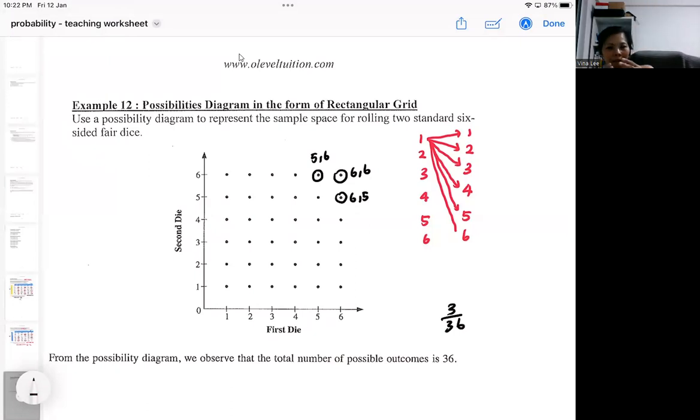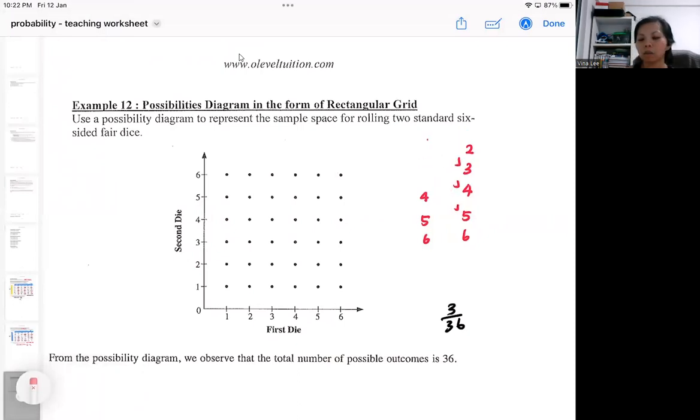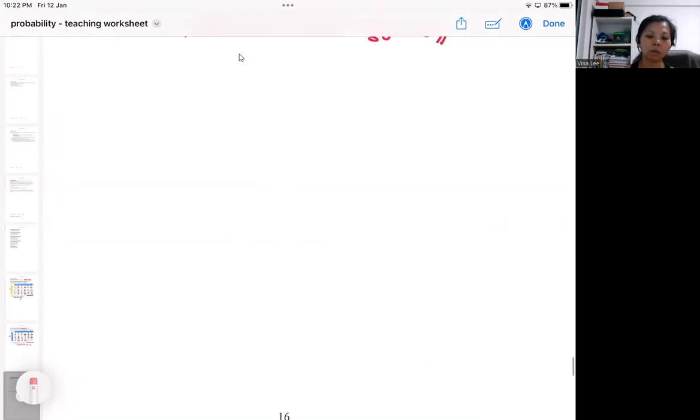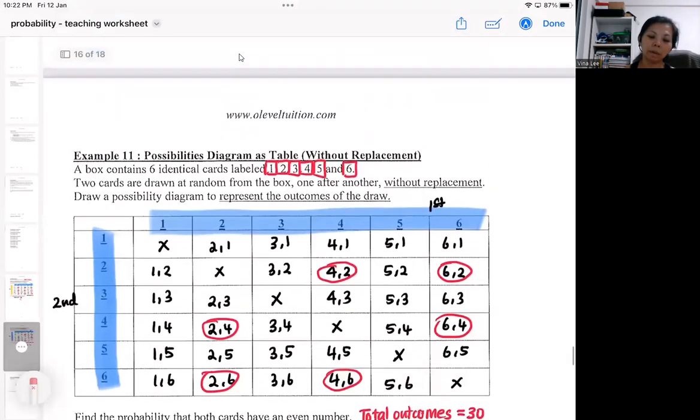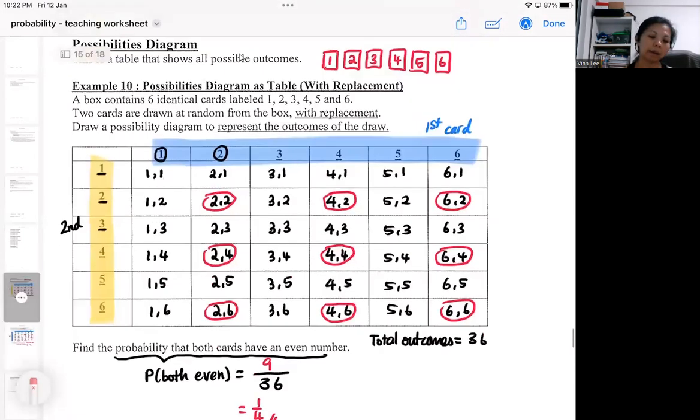So the possibility diagram can be in the form of a grid. We use dots to represent. And again, the total outcome is important. Then you see what the question is asking and count carefully. A lot of times for questions on possibility diagrams, the mistakes come from counting. Students count wrongly, and then they get the wrong probability. So this is another way that we do probability using a possibility diagram when the tree diagram gets more complex.